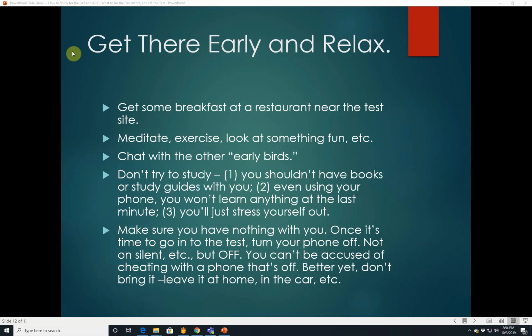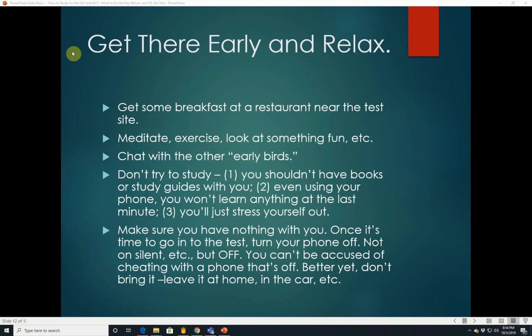Even using your phone, you won't learn anything at the last minute. And three, you'll stress yourself out, so why even do that? Make sure you have nothing with you. Once it's time to go in, just turn your phone off, not on silent, but off. Stick it in your pocket. Better yet, don't bring it.